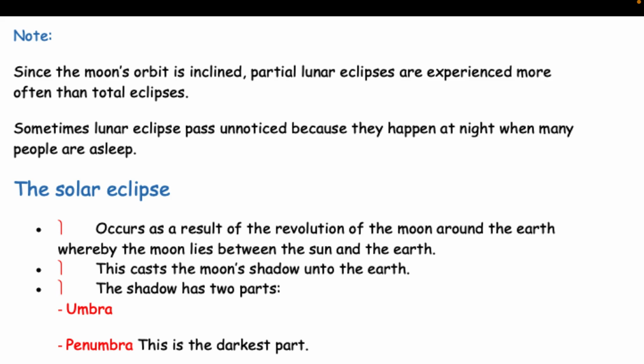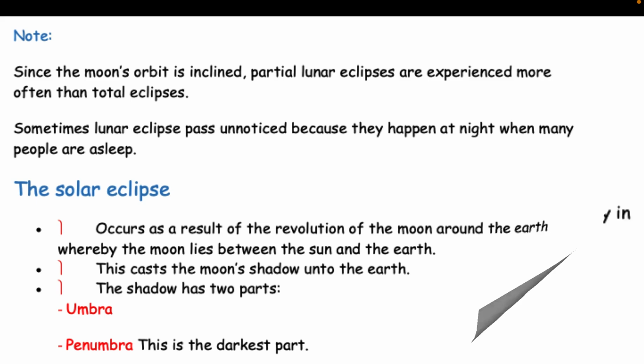The solar eclipse occurs as a result of the revolution of the moon around the Earth, whereby the moon lies between the sun and the Earth. This casts the moon's shadow onto the Earth. The shadow has 2 parts: umbra, penumbra.